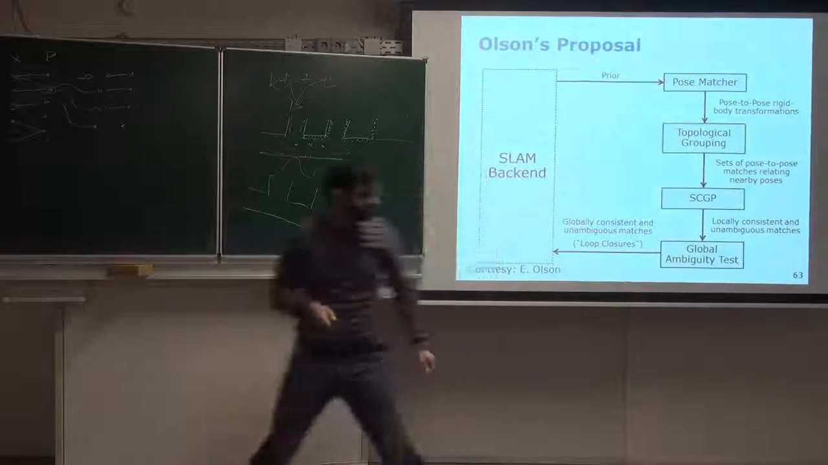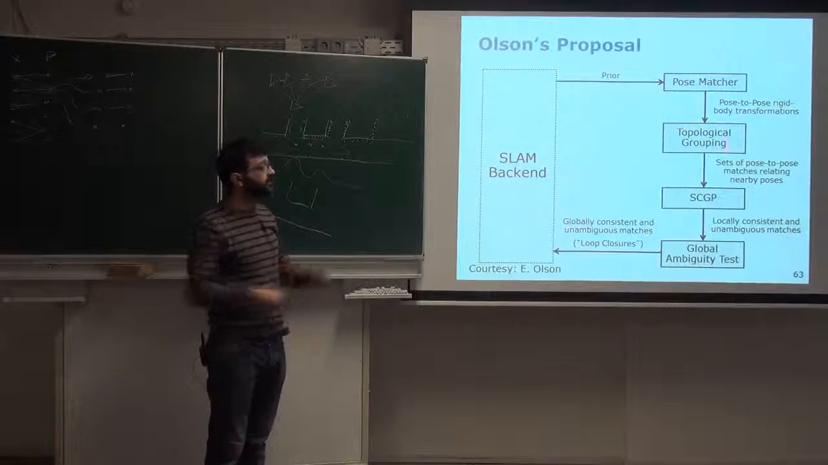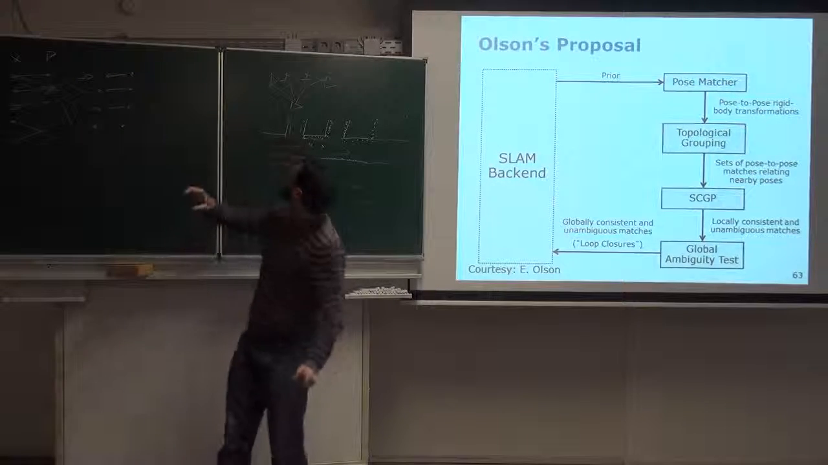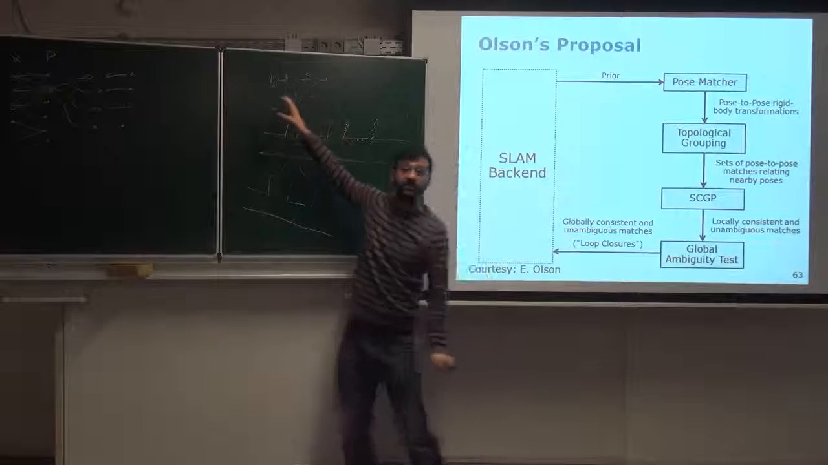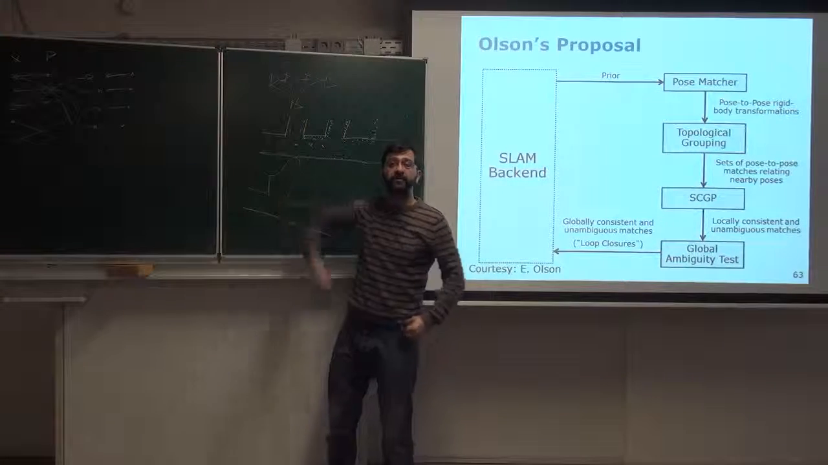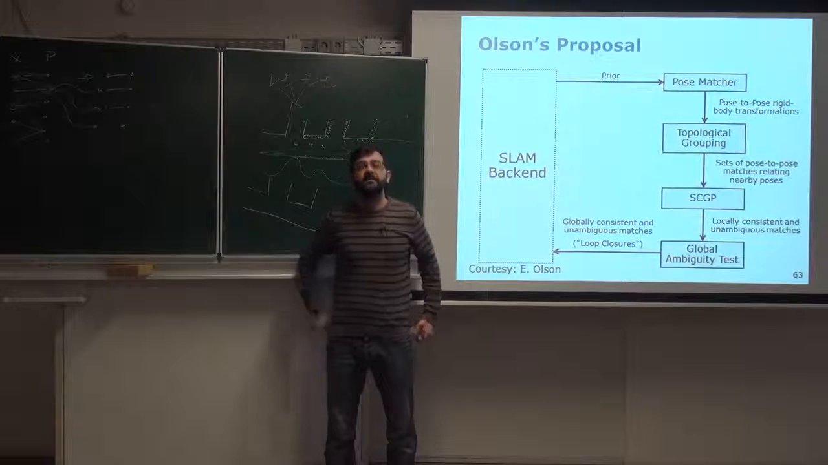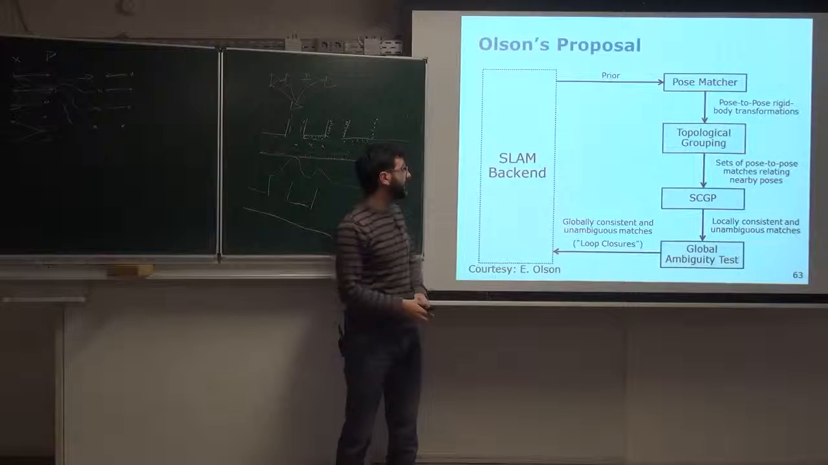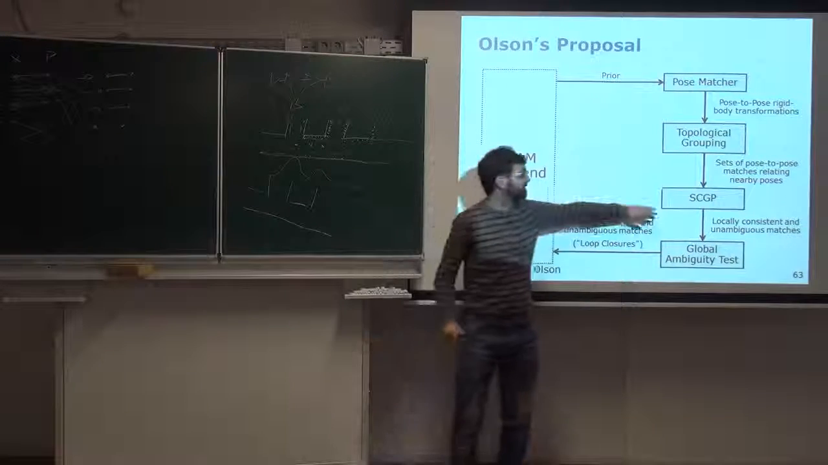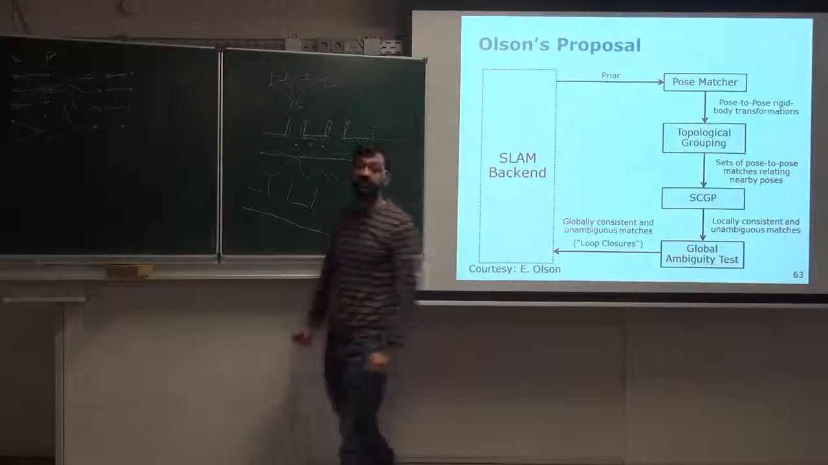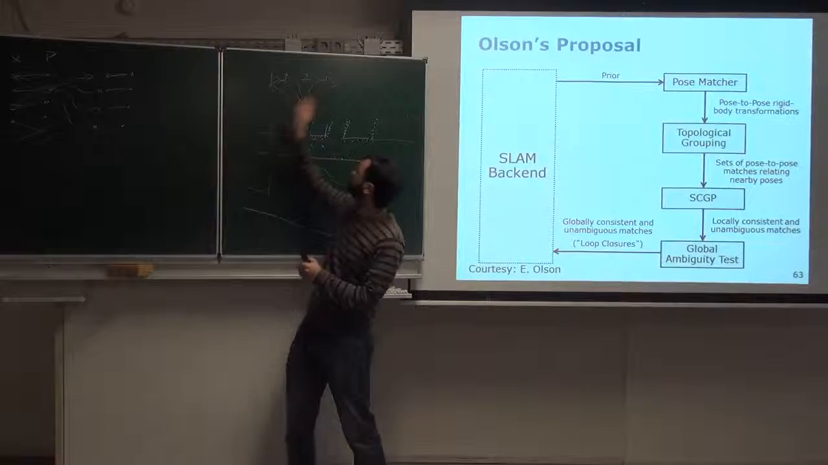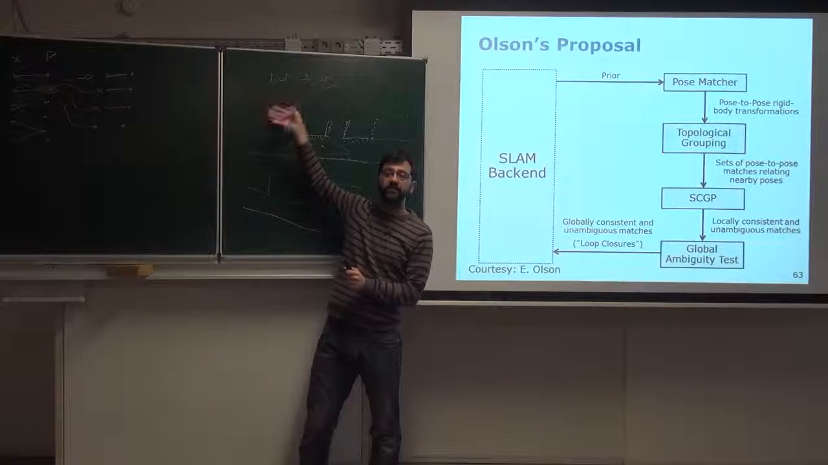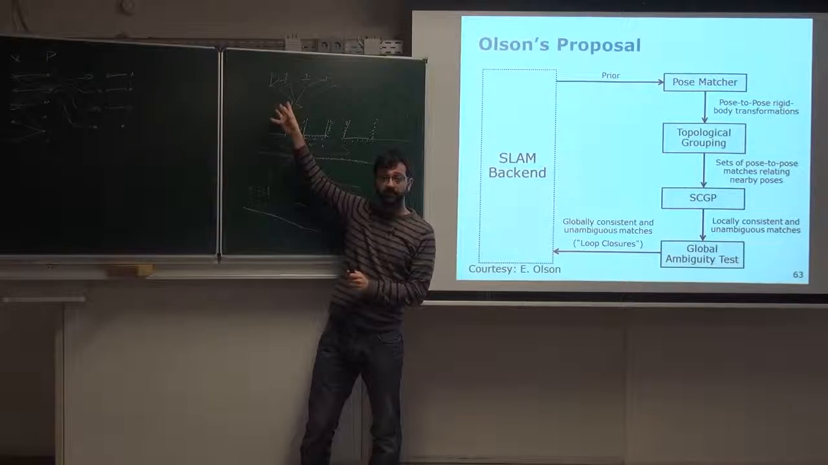And then what he does is, he first does a topological grouping. The idea of topological grouping means that if there are a lot of close-by matchings, like this, these all belong to one group, because they all somehow tell us the same information: this pose is somewhere around this area. And after that, it does something called single cluster graph partitioning. So it takes all these measurements, these associations, and tries to find the maximum subset of them that is consistent with each other.